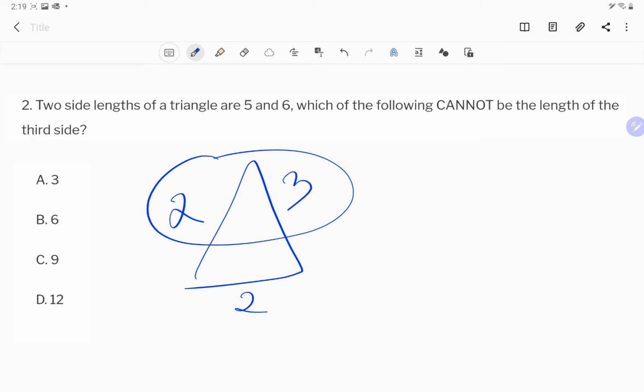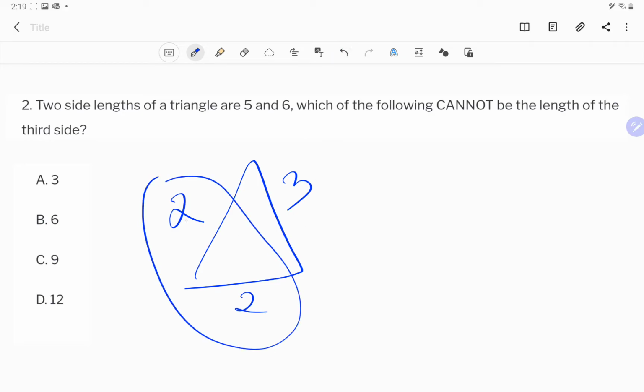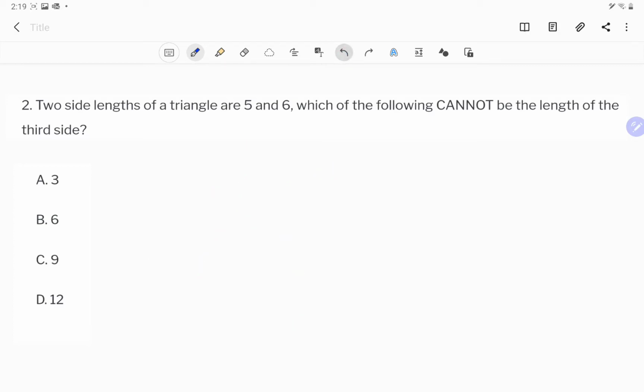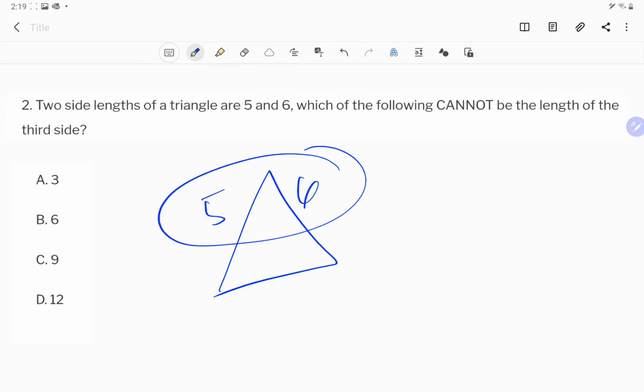The sum of these two numbers must always be bigger than the other side. Or let's try another side here. We have 2 plus 2. The sum of these two sides must always be bigger than the other side. Now let's go back to the problem here in number 2. In this case, we have a triangle. The length is 5 and the length is 6 here. That means the sum of these two sides must always be bigger than this side. So 5 plus 6 is equal to 11.